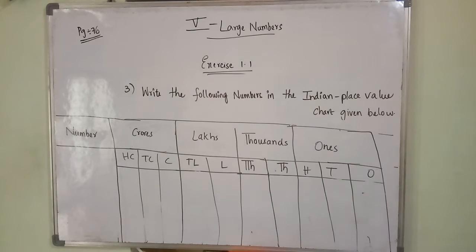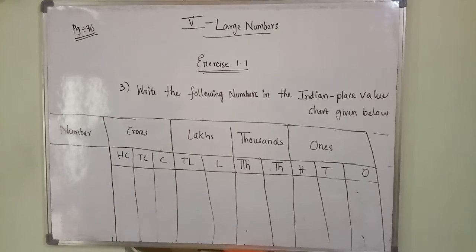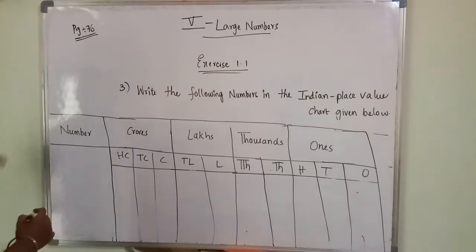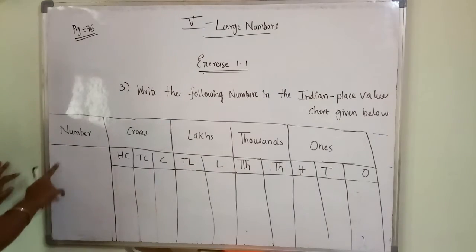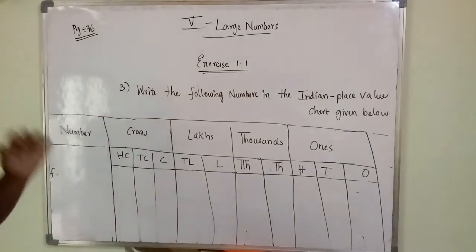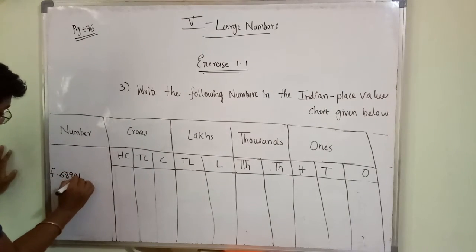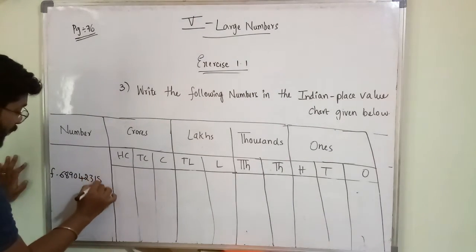Okay, so what is the next number? What is the next number? Can you say, anyone? Can you write the number name? Because it is a very big number, no? Can you say the number name directly without arranging them? So let me write. That is F now. F. That is 68904 23180. It is like a mobile number.